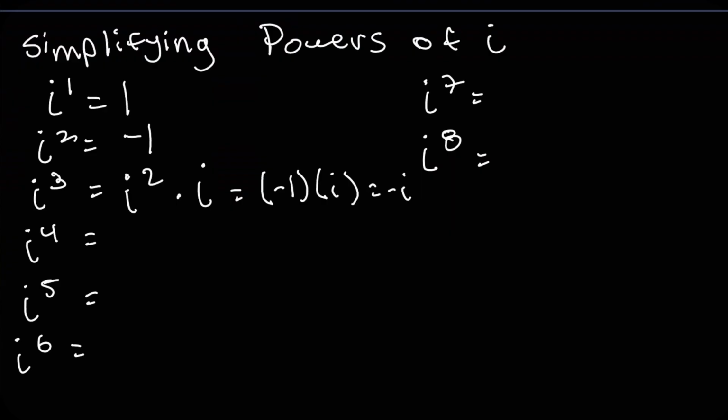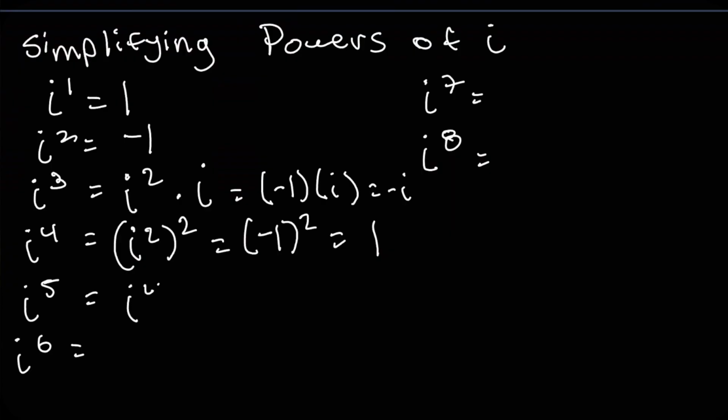Let's do the same thing for i to the fourth. i to the fourth, we know that that's just i squared raised to the second power, and if i squared is equal to negative 1, that's negative 1 to the second, or just 1. And let's look at i to the fifth. We can already use what we've created here, so we know that i to the fifth is really just i to the fourth times i. And if i to the fourth was equal to 1, we can say 1 times i, or just equal to i.